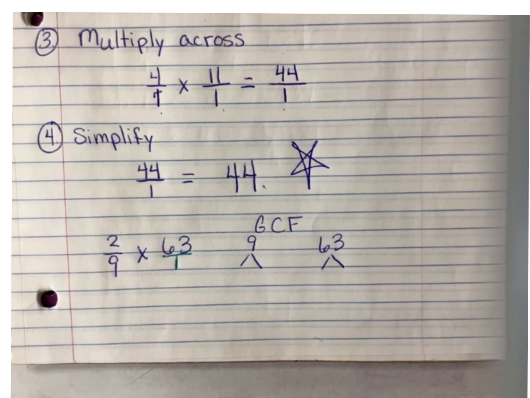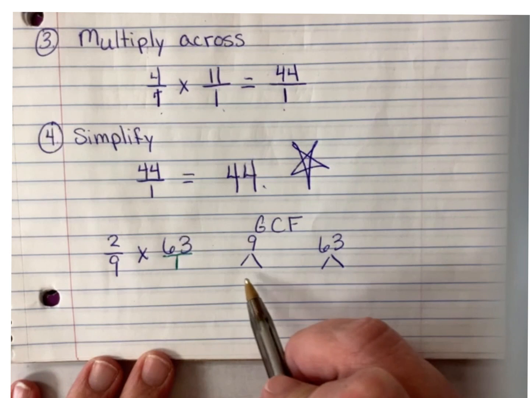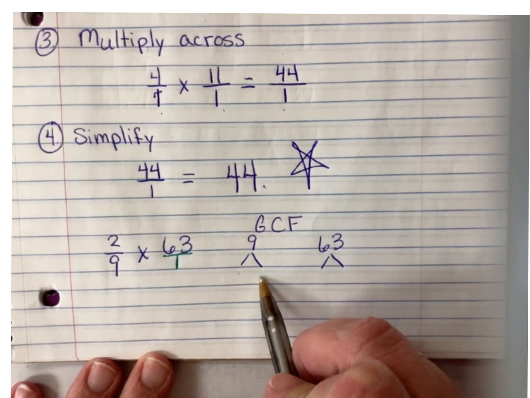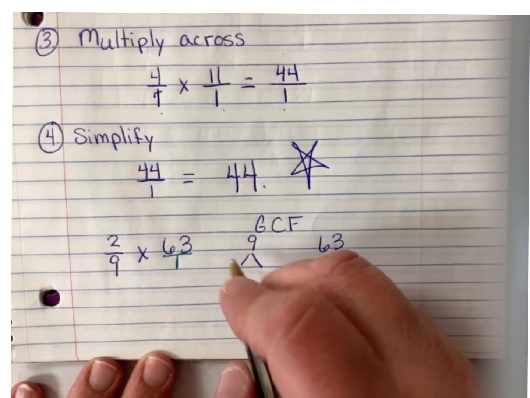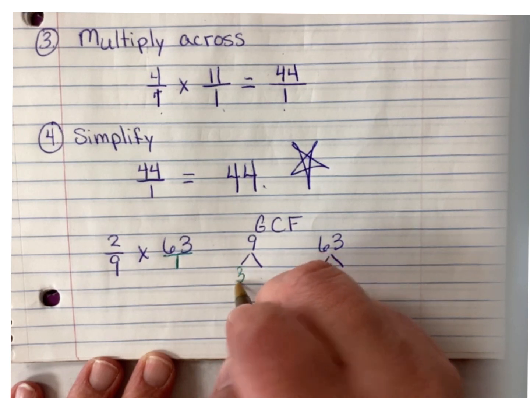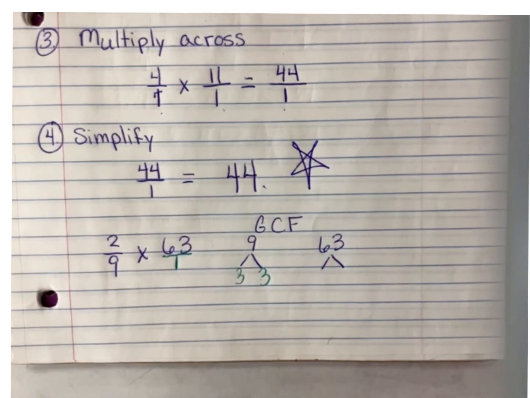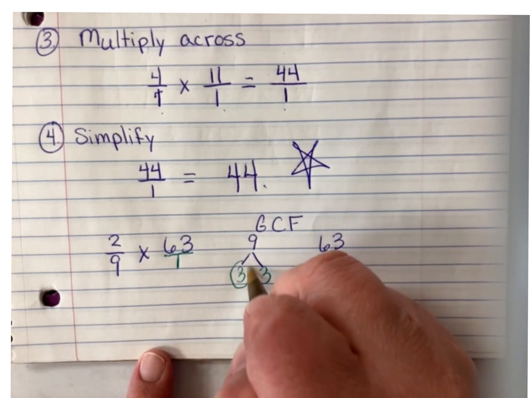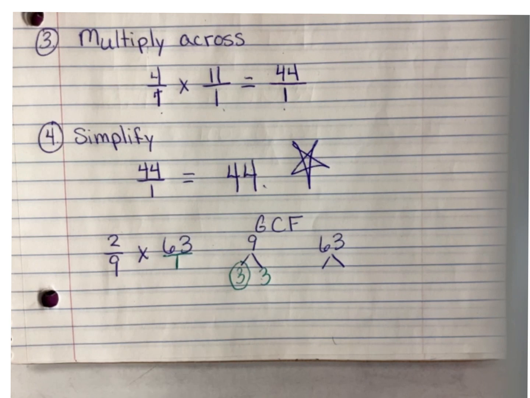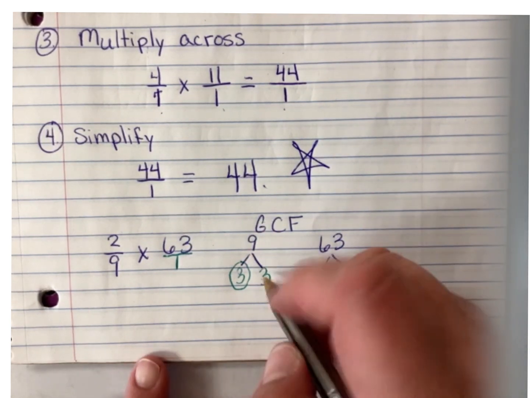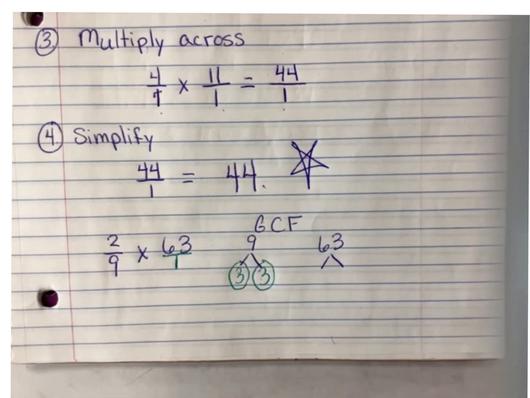Two numbers that multiply to make 9. Well, of course, I could do 1 and 9, but that's not going to help us too much. So I'm going to end up with 3 times 3. Is 3 prime? Sure is. We circle it. Is 3 prime? Yes, it is. We circle it.